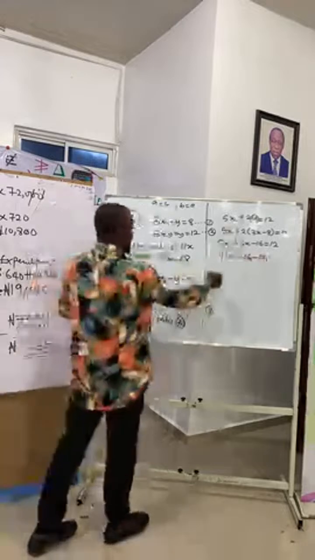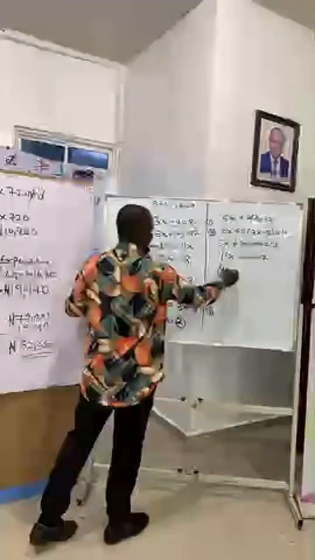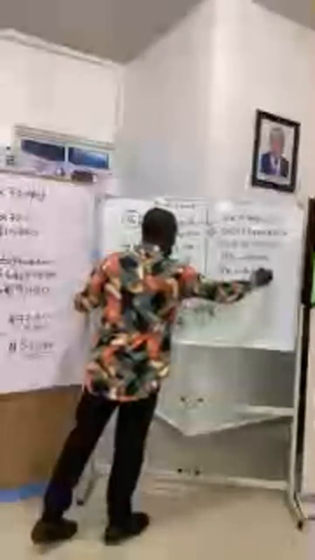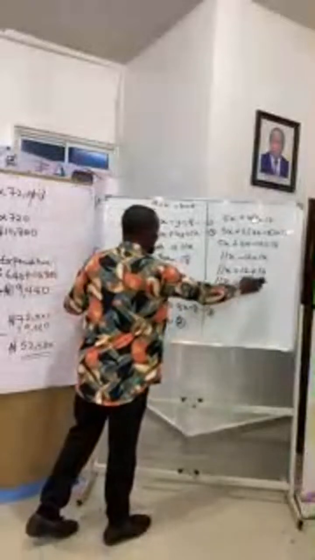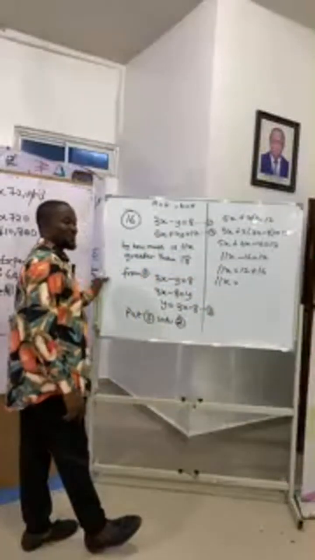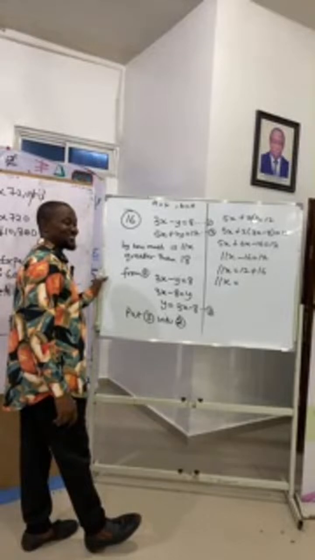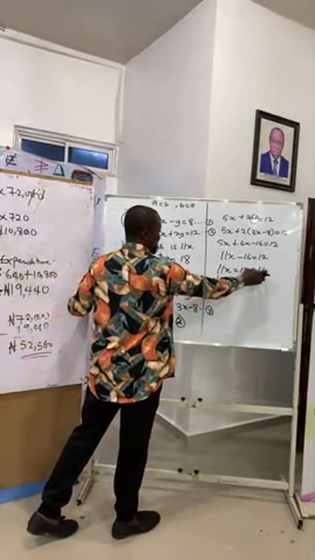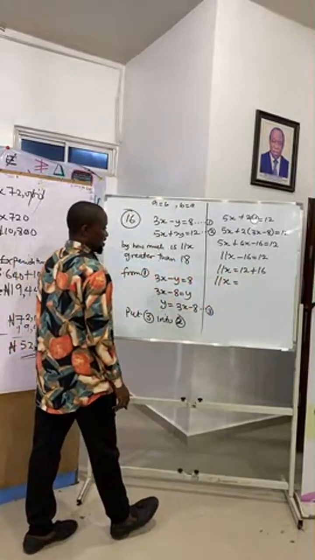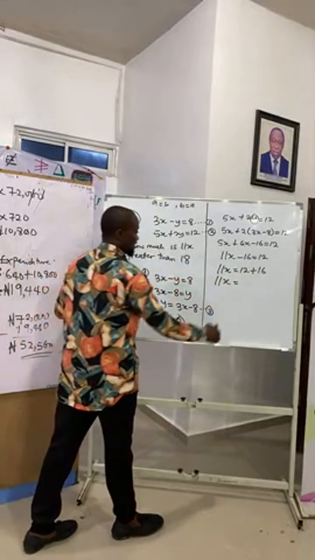11x. This minus 16 can cross to the other side. What do we have? 11x equals 12 plus 16. So therefore 11x equals 12 plus 16, which is 28. Are you with us? Is it very far from your understanding?